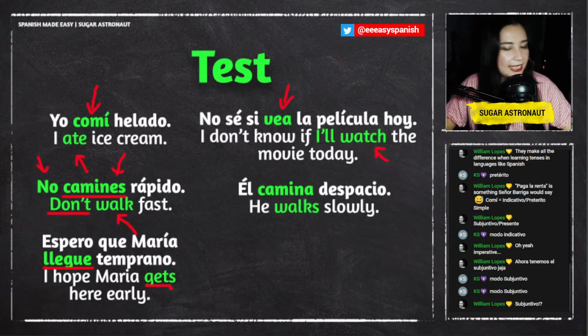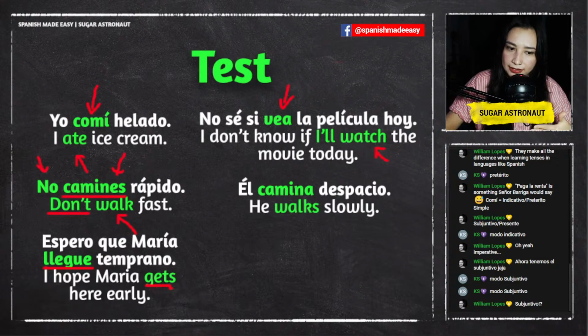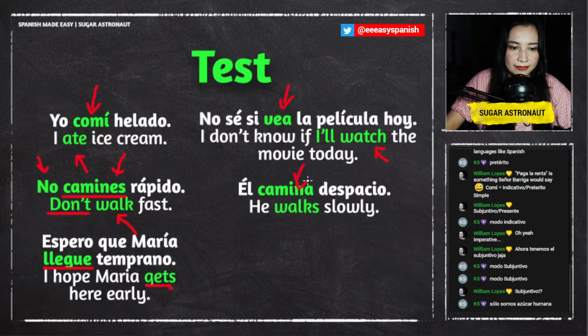The next one is él camina despacio. Él camina despacio. This means he walks slowly. My arrows are always horrible, guys. I apologize. Él camina despacio. And this is the verb camina, and that means in this situation walks. He walks slowly. What is this, guys? Is it a command? Is it the unknown? Or is this a fact?